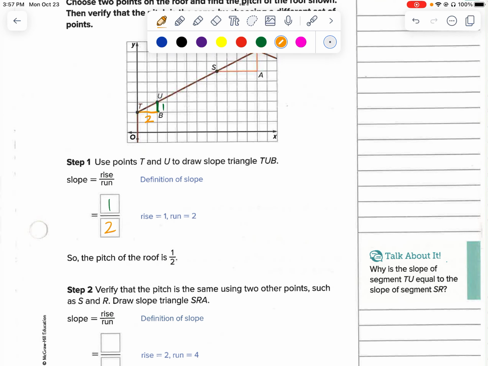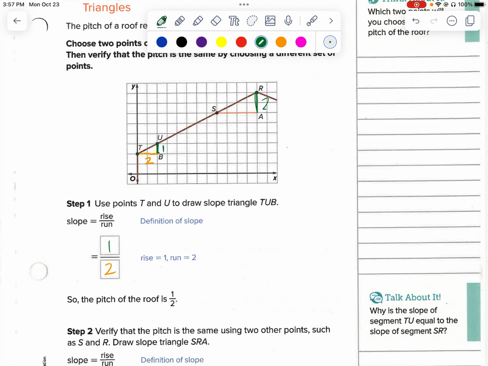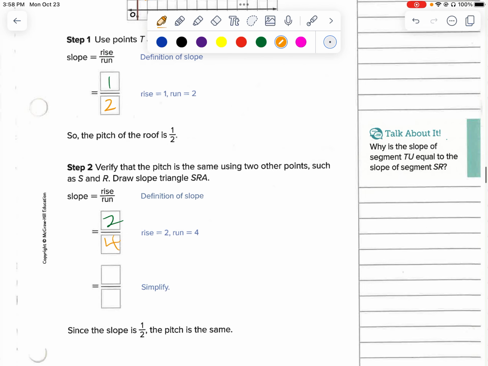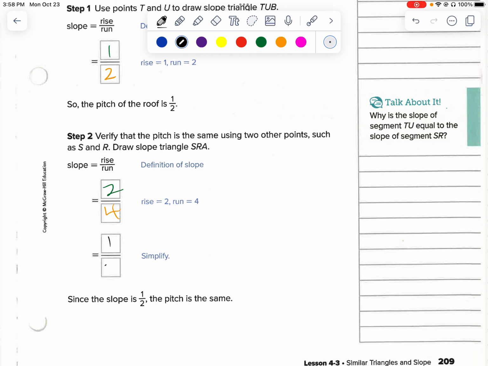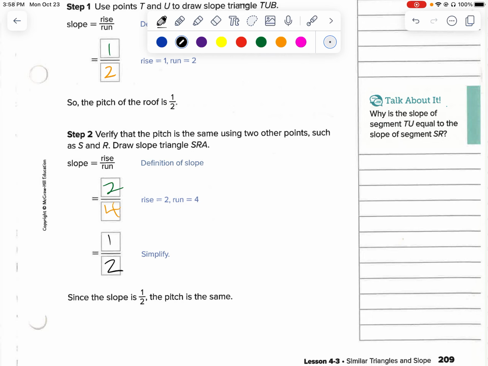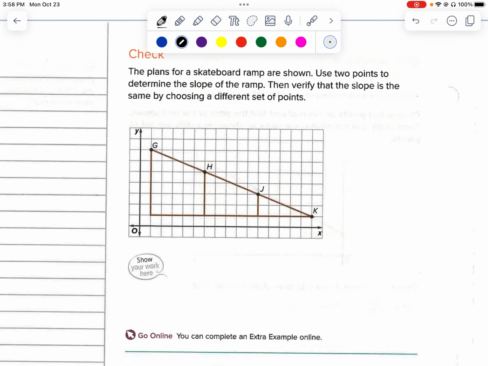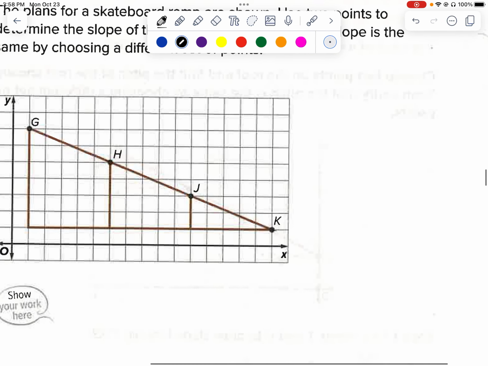Then I'm supposed to do it with another one. So I'm doing it with this one right here. That's 2. And I'm going over here, and I'm going to go 1, 2, 3, 4. And if I simplify that fraction, I would get 1 over 2. So the slope is 1/2. The pitch is the same. To make sure that you have a line that goes straight, all of the slopes would have to be exactly the same.